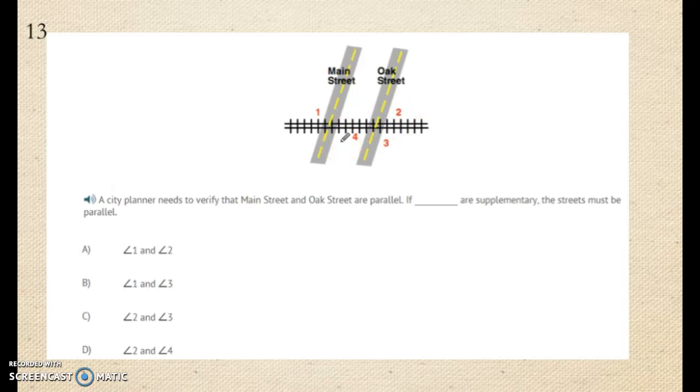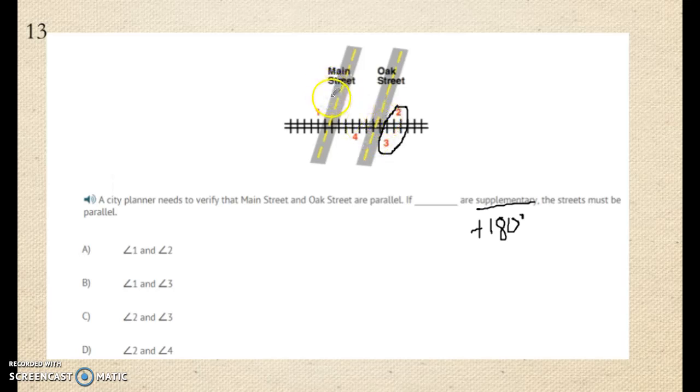Okay, so we need to kind of know what we're dealing with here. First of all, supplementary means that it adds to 180 degrees. And so anytime it forms a straight line, if it's a linear pair, we know it's supplementary. But if you look here, 2 and 3 is a pretty easy one to get stuck on, because 2 and 3 are supplementary. But does that help us prove that those two streets are parallel?